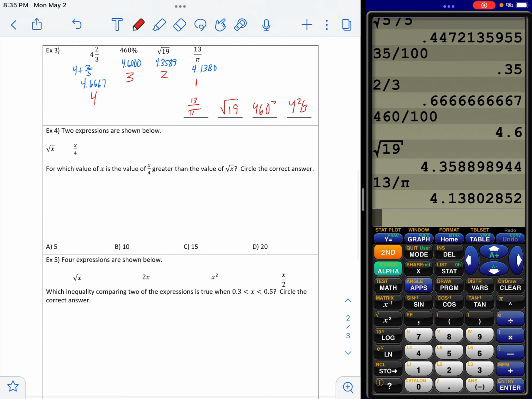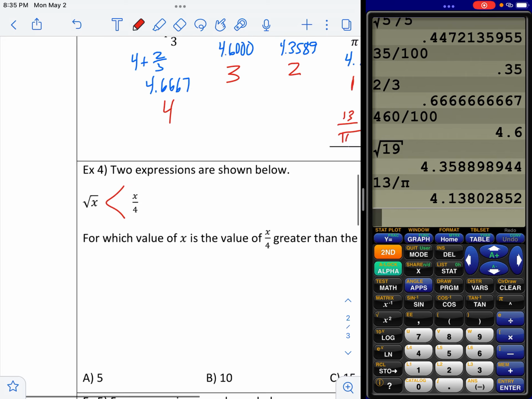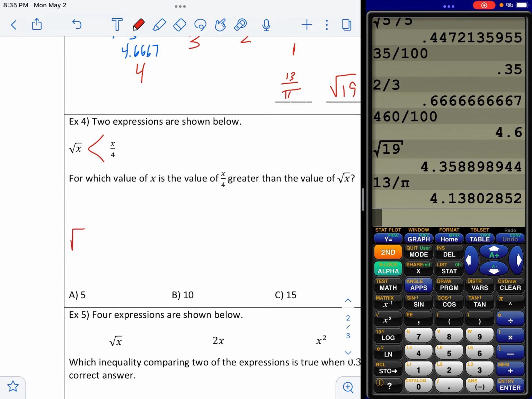Okay, last. For which value of x is x divided by 4 greater than the value of root x? Circle the correct answer. So we want this one to be greater. So we just have to guess and check this. So I'm going to put root 5. And I'm going to type in 5 over 4.